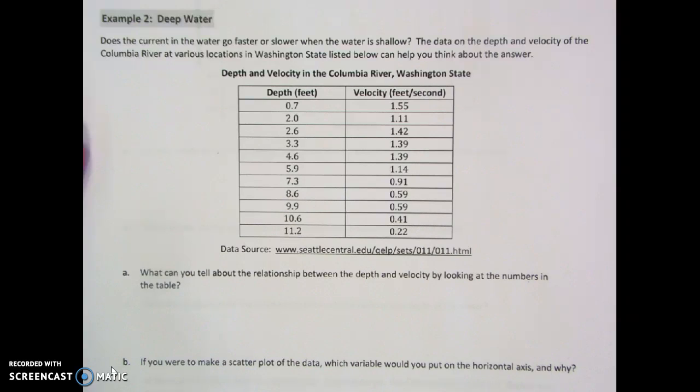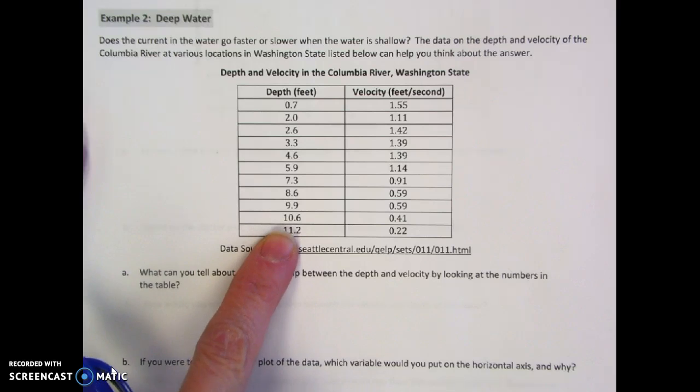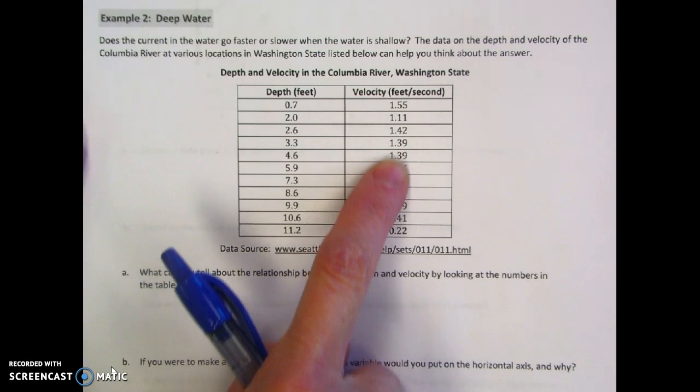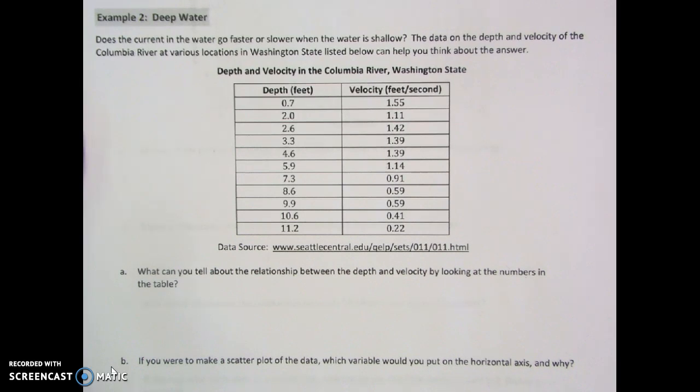Okay, so the second example is looking at deep water. Does current in the water go faster or slower when the water is shallow? So looking at this table might help you figure that out. This is the Columbia River at different depths for the X, and how fast it's going, its velocity, for the Y. So what can you tell about the relationship between the depth and the velocity just by looking at the numbers here? We're not going to graph them. We're just going to look at the table of numbers. What can you tell about it?